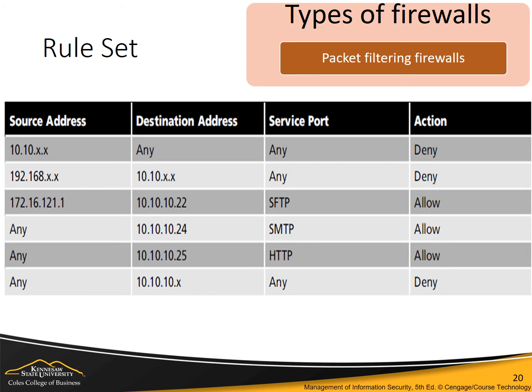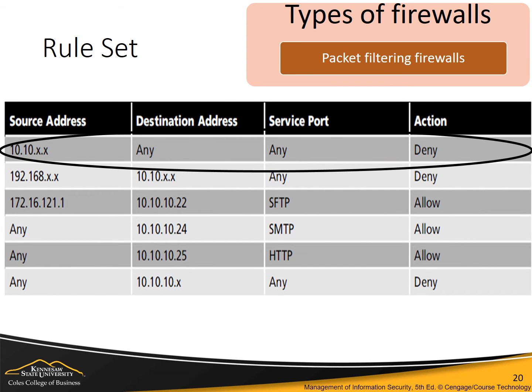Here you see an example of a packet filtering rule set. Looking at the first source address, no matter what destination address is used or what service port it is from, the packets will not be allowed through the network. The source address listed has been determined to be untrusted and should not be allowed through under any circumstances. Other combinations of source, destination address, and service ports lead to denying or allowing the packets to move through the network.